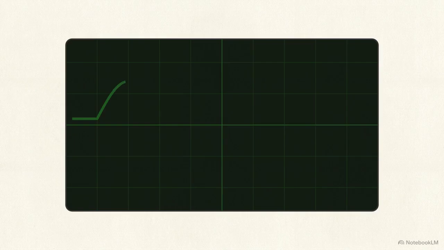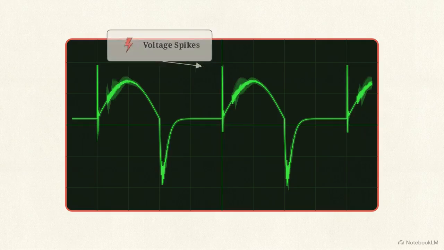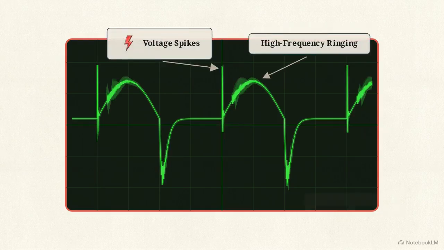Here is what that ideal model looks like on an oscilloscope, a pristine, rigid half-wave rectifier. But rely on that theoretical model in a high-frequency or high-power environment, and the trace collapses into this, a messy reality of voltage spikes, ringing, and backward currents.